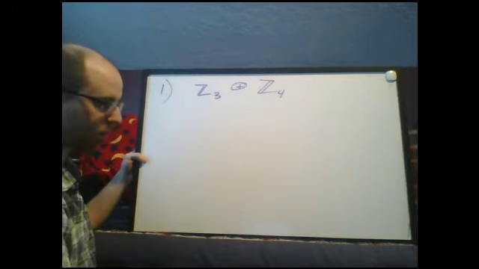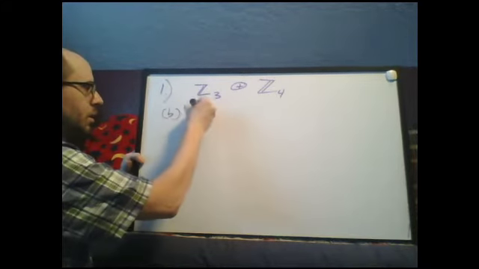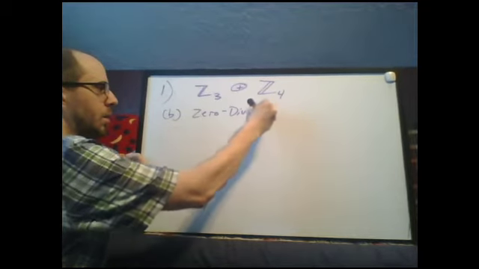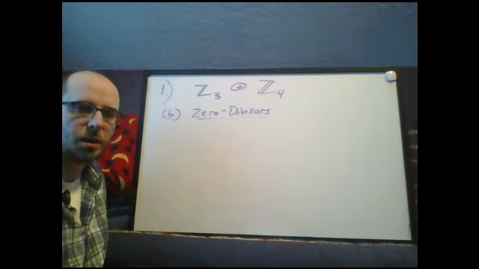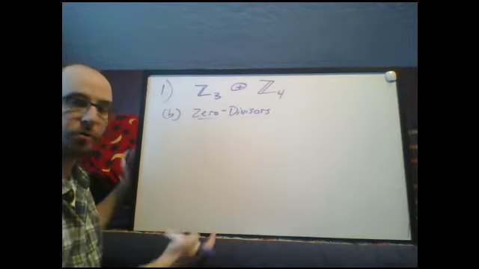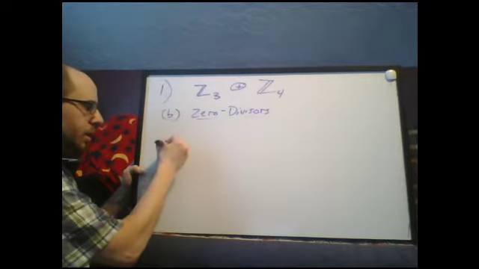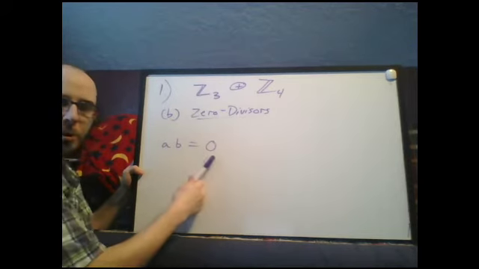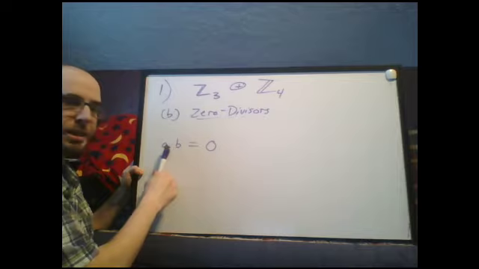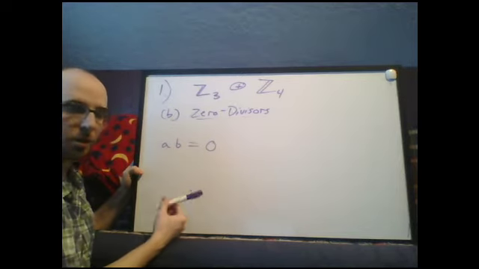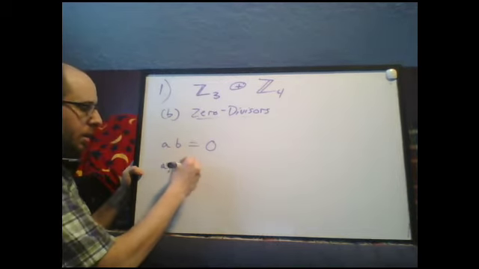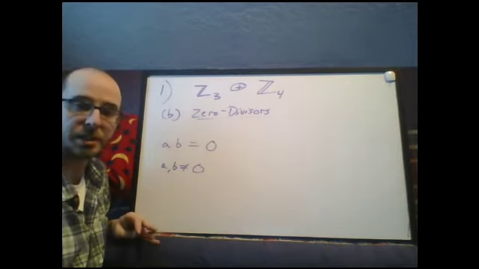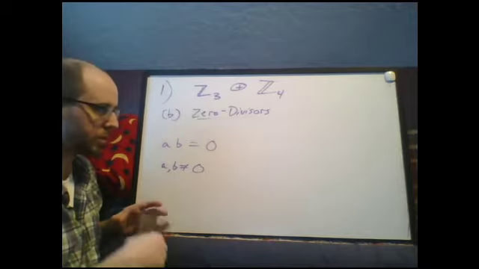Then we've got zero divisors. This is the next question. Okay, so a zero divisor in general is if I can find a pair of elements that multiply and give you 0, but each element is non-zero. So A and B can't be 0. So it's a factorization of 0 that does not involve 0.